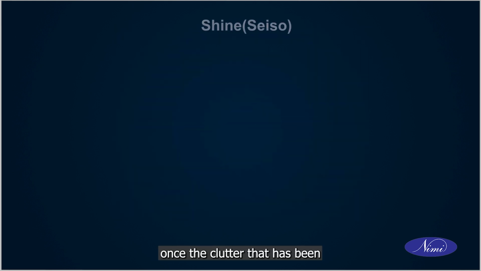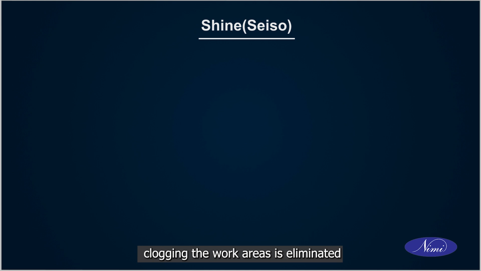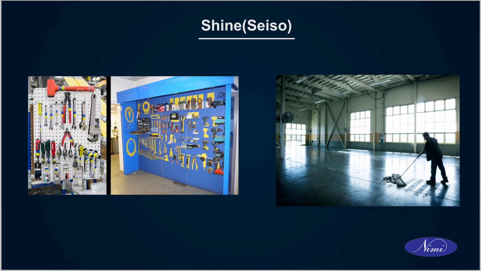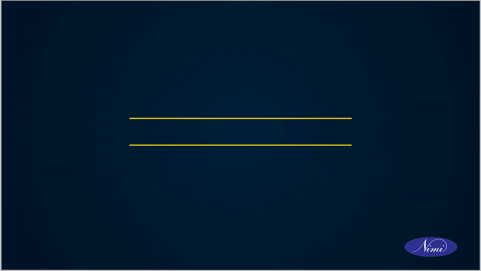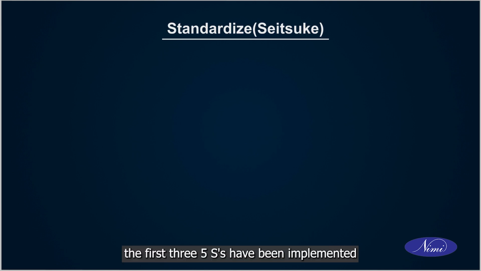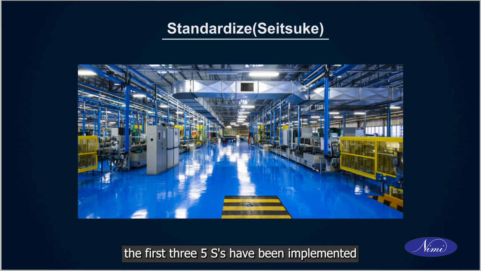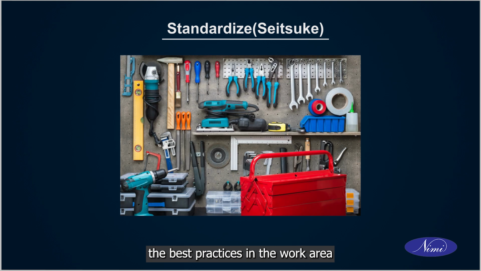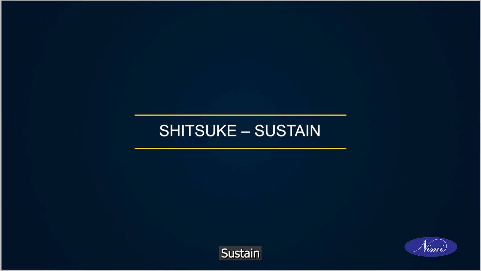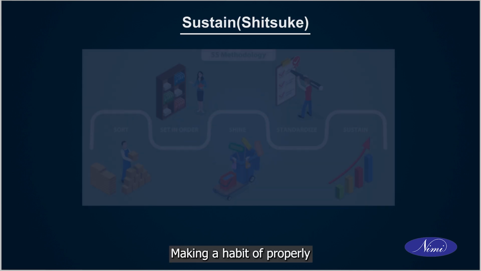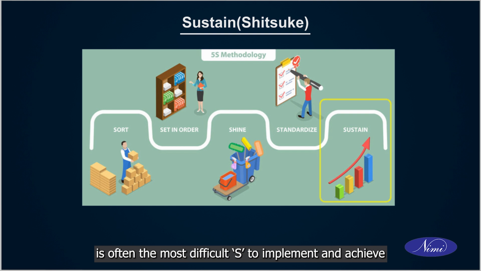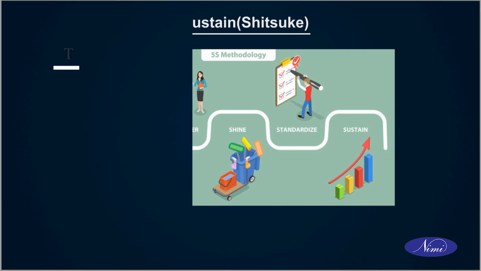Shine. Once the clutter that has been clogging the work areas is eliminated and remaining items are organized, the next step is to thoroughly clean the work area. Standardize. Once the first 3 S's have been implemented, the next pillar is to standardize the best practices in the work area. Sustain. Making a habit of properly maintaining correct procedures is often the most difficult S to implement and achieve.